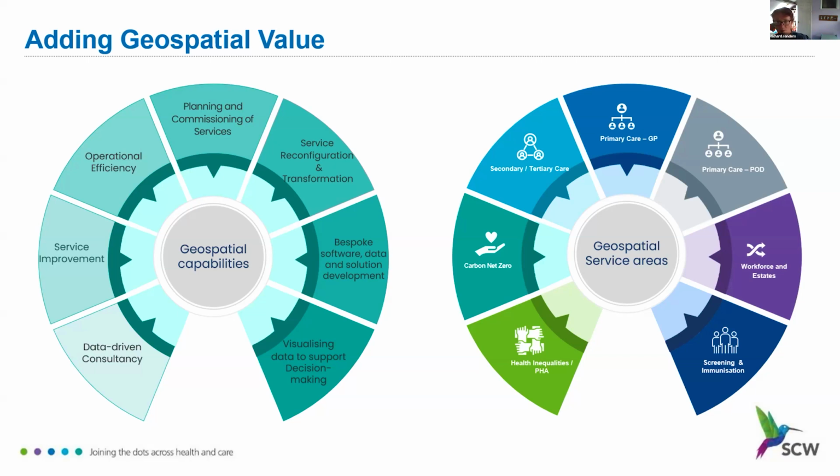Screening and immunisation work, which is what I'm going to be speaking about later. Secondary and tertiary care, so that's hospitals. Carbon net zero is a big thing for the NHS. It's a huge organisation, so there are big carbon footprints to do something about. And also health inequalities is a huge issue for the NHS. The idea is that everyone has equal access to healthcare. It's not the case. There are some people in an unequal situation that needs addressing, trying to make things fair.